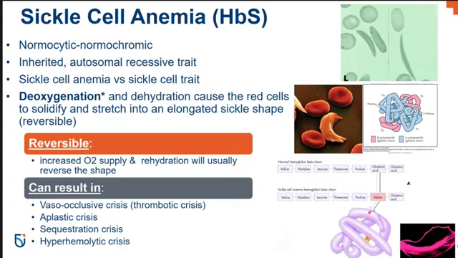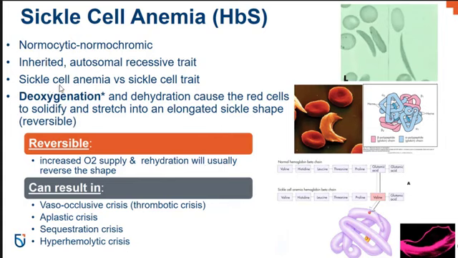Now let's look at sickle cell anemia. It's a type of normochromic, normocytic anemia, where the red blood cells look normal size and have the normal amount of hemoglobin, but there is a mutation in hemoglobin. We know that this is an inherited autosomal recessive trait, which means it has to be inherited from both the parents.